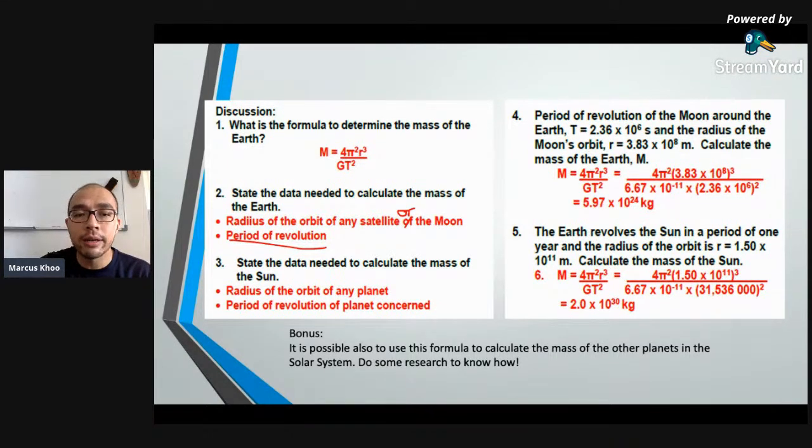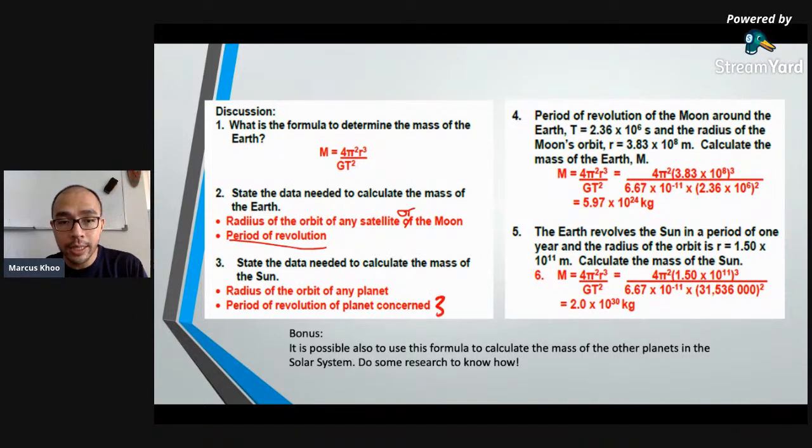Likewise, if you want to calculate the mass of the Sun, you need to know the radius of the orbit of any planet. Let's say we choose the Earth, so we need to know the distance between the Earth and the Sun. Secondly, how long does it take for our planet to revolve around the Sun? And this one we know. It takes us 365 and a quarter days to revolve around the Sun.